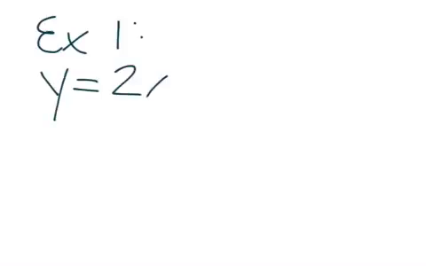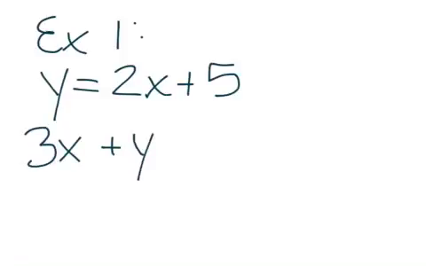The first equation that's given is y equals 2x plus 5, and the second one that's given is 3x plus y equals 10. Now, if you remember last class, we talked about the fact that when we have two unknowns in these cases, the x's and y's represent the same thing, meaning the x in both equations represents the same number, and the y in both equations represents the same number.